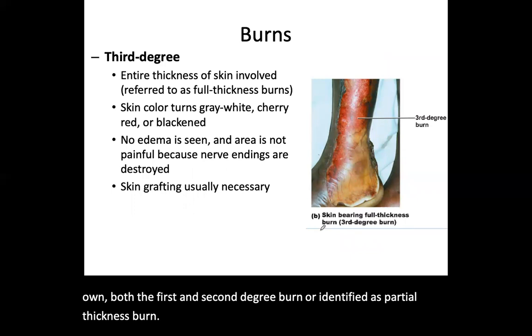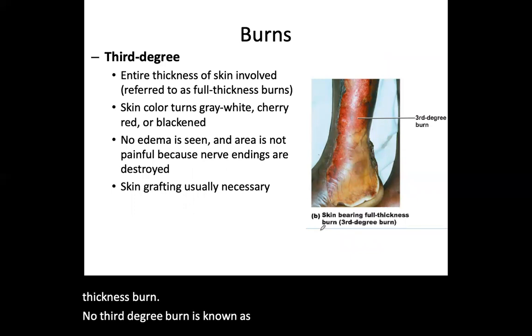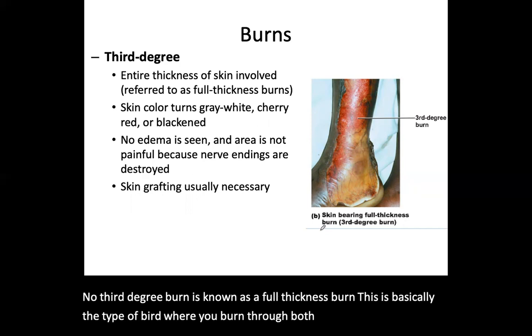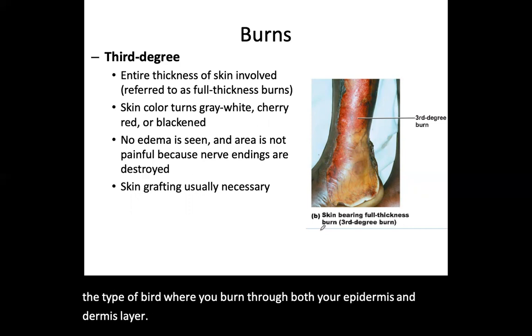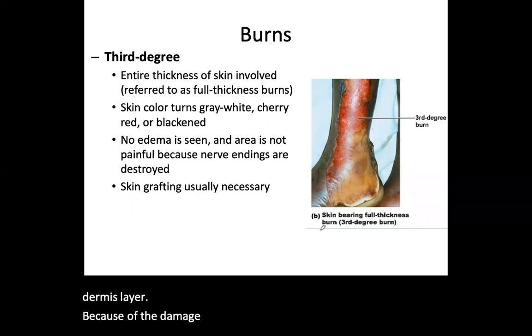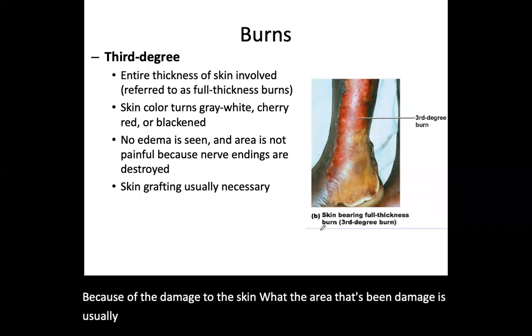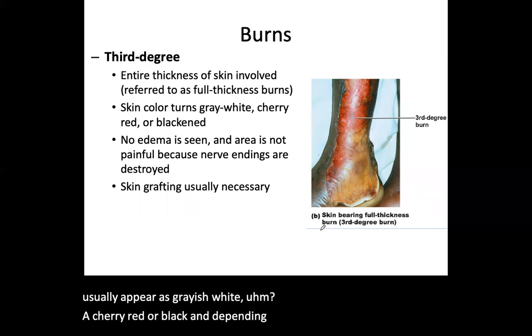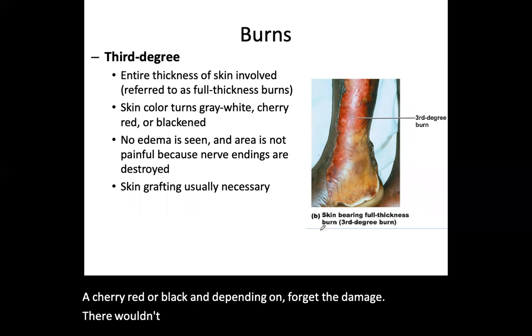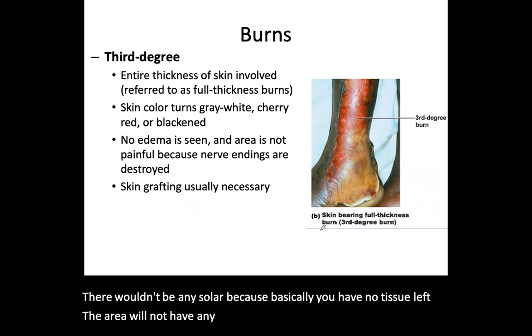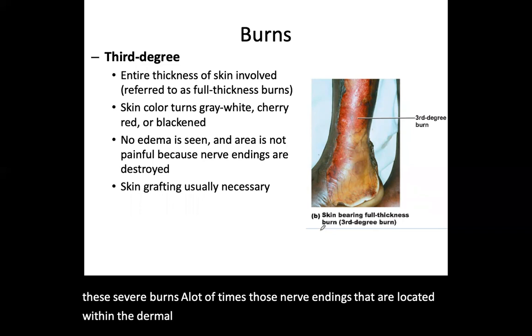Now, third degree burn is known as a full thickness burn. This is the type of burn where you burn through both your epidermis and the dermis layer. Because of the damage to the skin, the area that's been damaged usually appears grayish white, cherry red, or blackened, depending on, again, the damage. There wouldn't be any swelling because you have no tissue left. The area will not have any pain. And the main reason is when you look at these severe burns, a lot of times those nerve endings located within the dermal layer are completely destroyed.